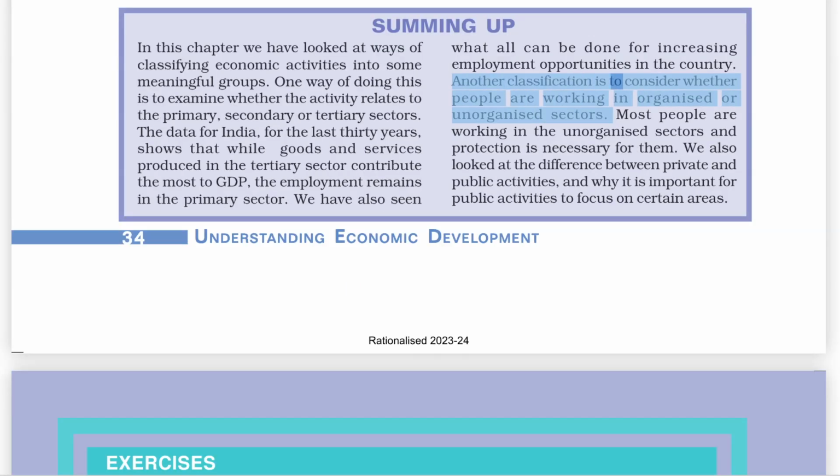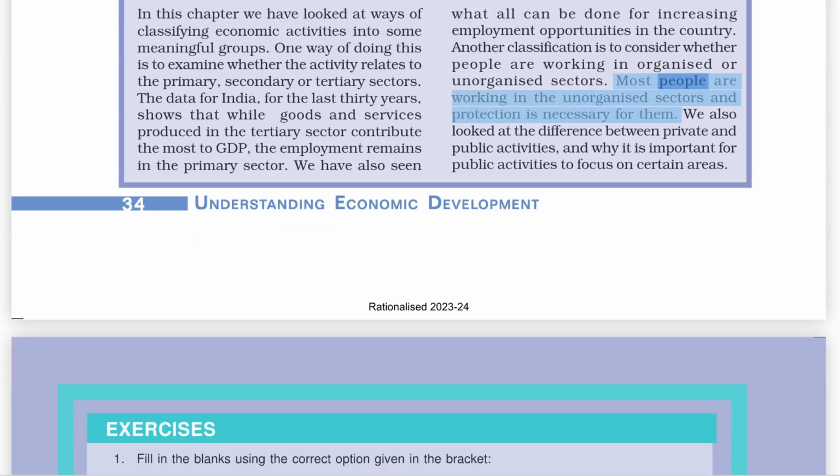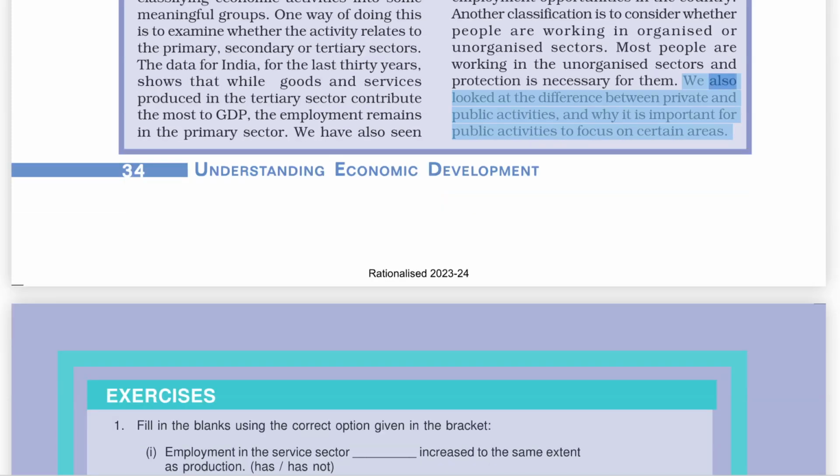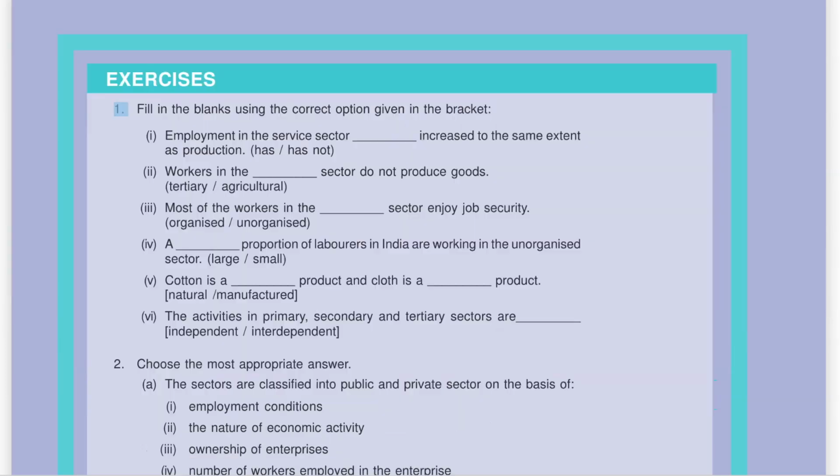Another classification is to consider whether people are working in organized or unorganized sectors. Most people are working in the unorganized sectors and protection is necessary for them. We also looked at the difference between private and public activities and why it is important for public activities to focus on certain areas.